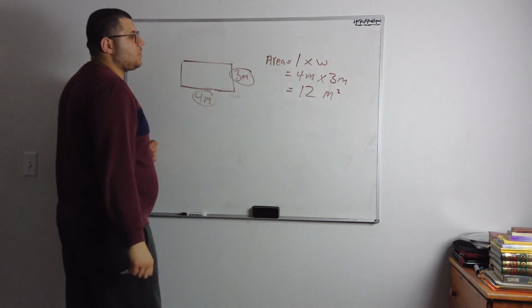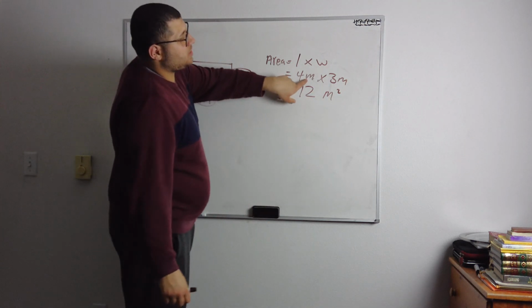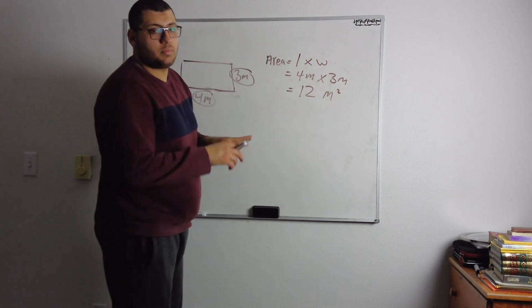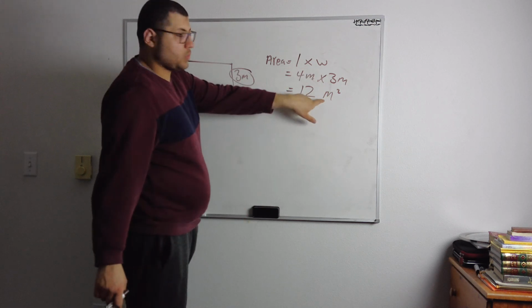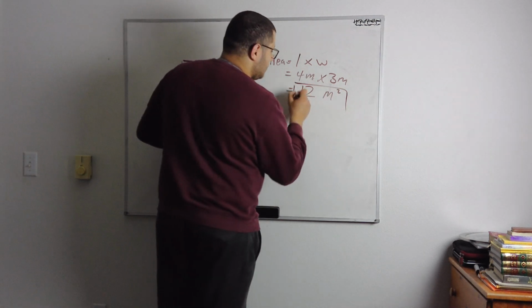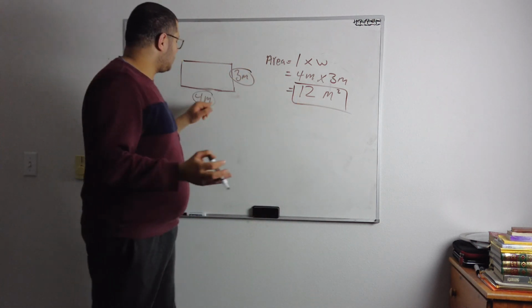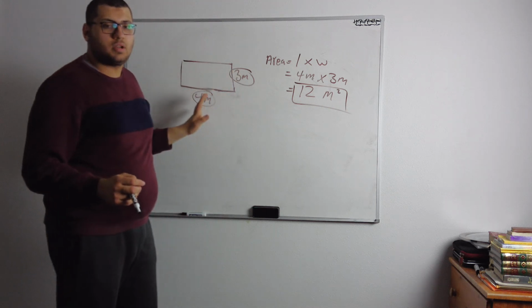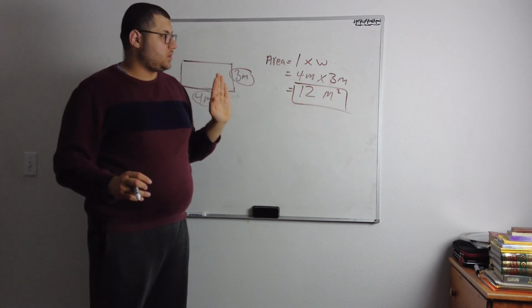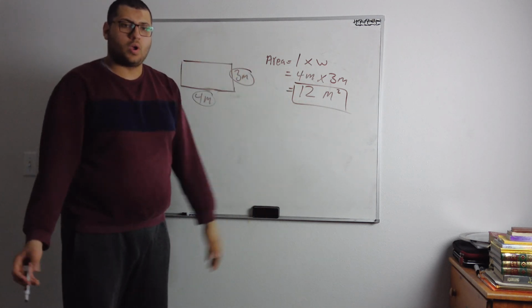12 meters what? 12 meters squared. Now you may ask me why meters squared? Because that's a meter times another meter. When we multiply units by themselves, we have to square them. So when you find the area of any shape, always square your units. If this is feet, you say feet squared. If this is centimeters, you say centimeters what? Squared. If this is miles, you say miles squared.